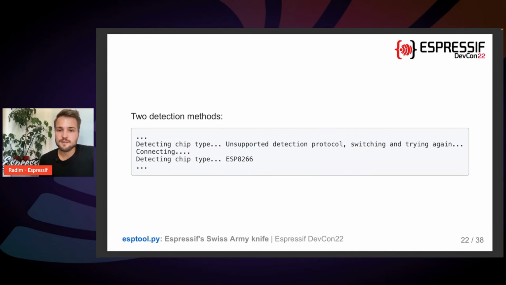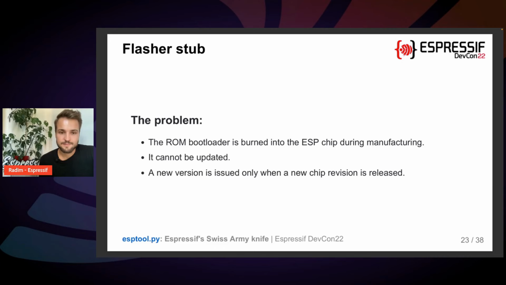Auto detection has two methods how to determine what kind of chip esptool is talking to. The second detection method has been added quite recently and works with the new chips. It has some benefits, but the old chips like ESP8266 don't support this detection method. So that's why sometimes you might see this message, unsupported detection protocol, switching and trying again. It's nothing to worry about. If esptool can actually detect the chip, it's all working just fine. All right, chip is detected.